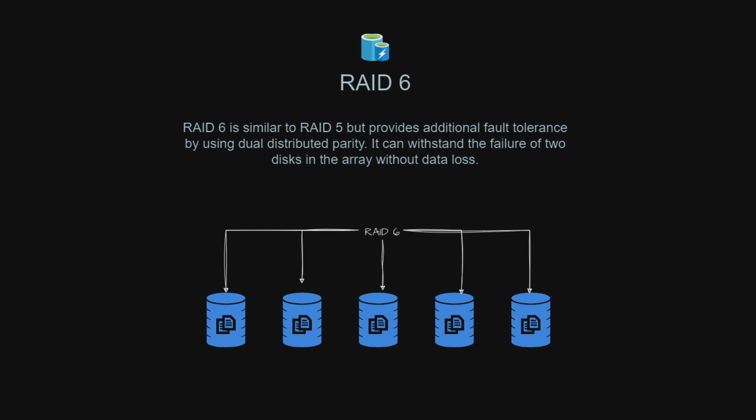RAID 6 uses 2 parity disks. That is why the usable space is always 2 disks less than the total disk used in the array. If you have 4 disks in the array, each disk of 1 terabyte, the usable disk space will be 2 disks, that is 2 terabytes.